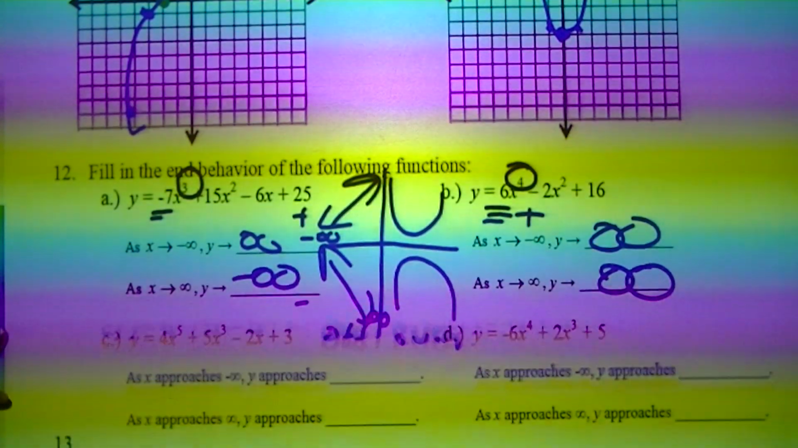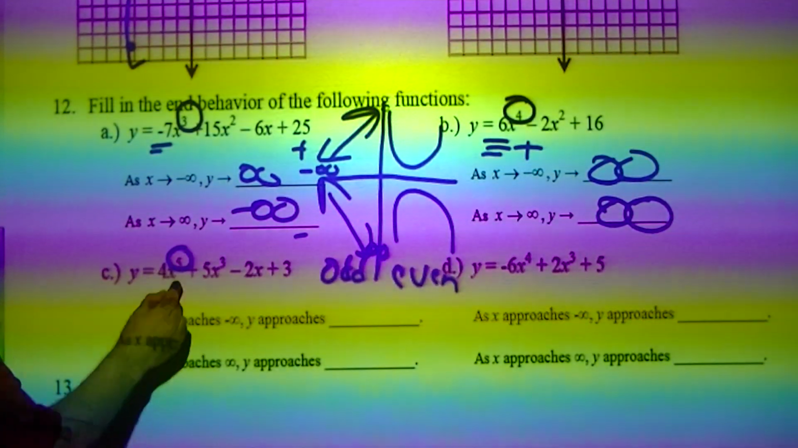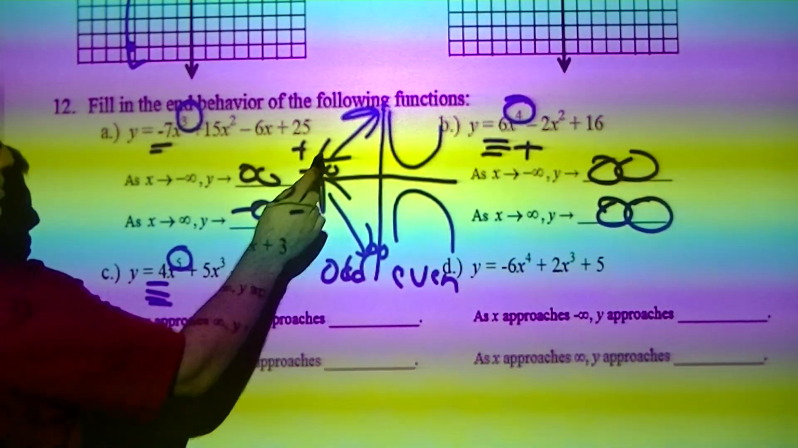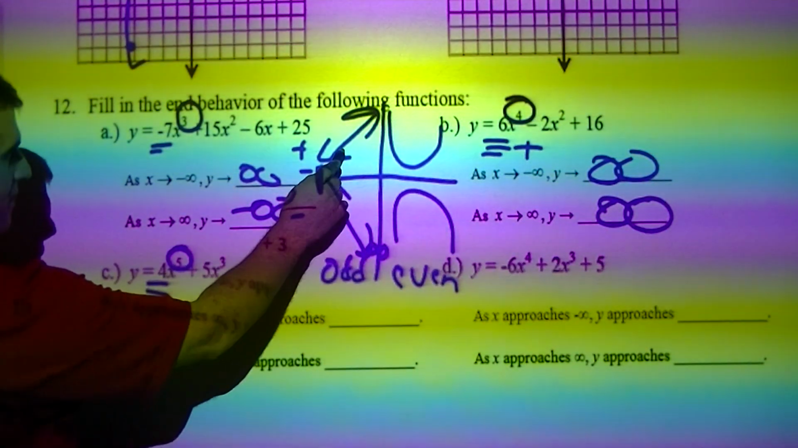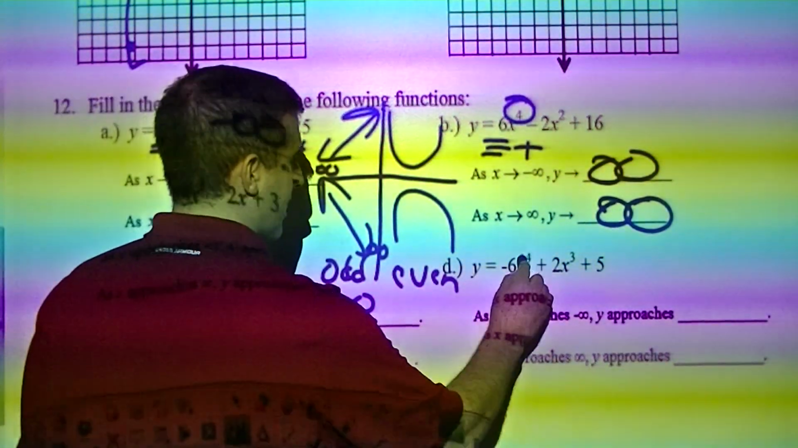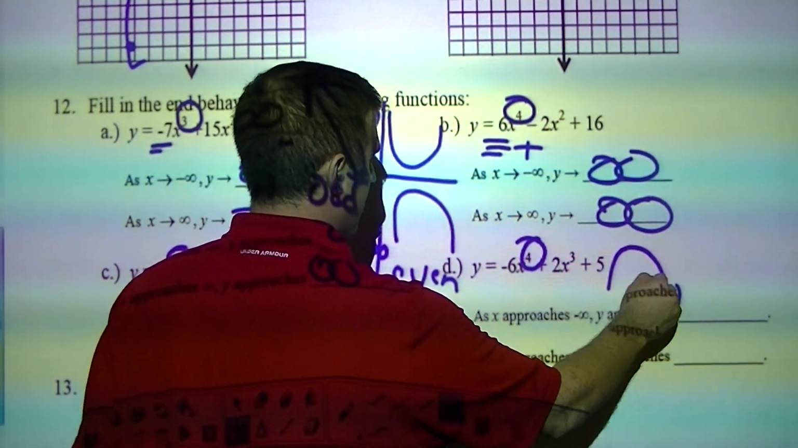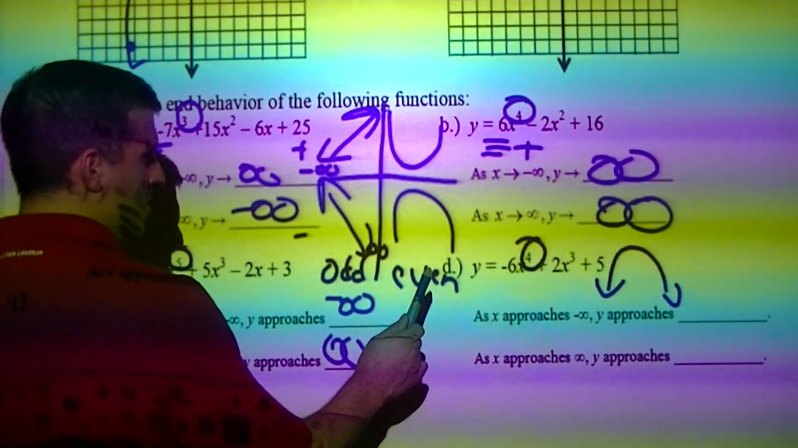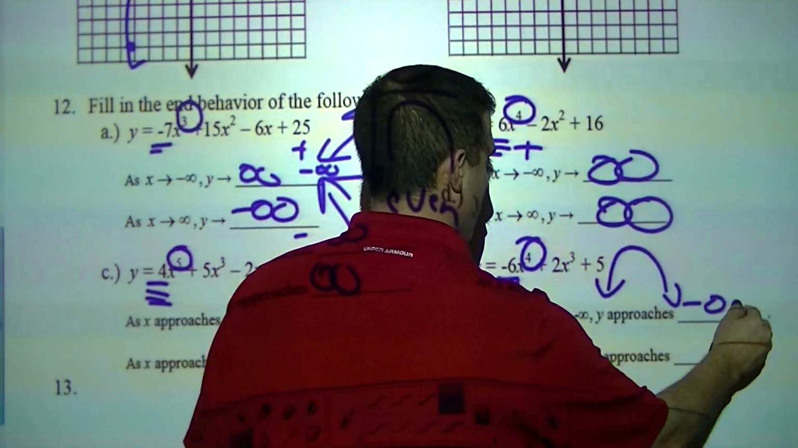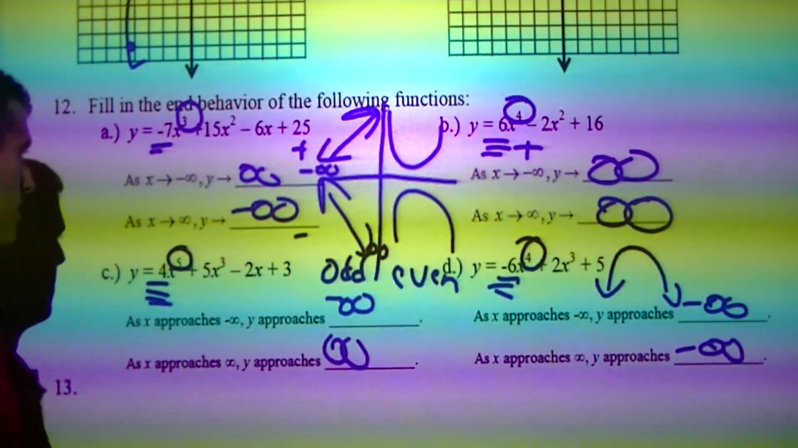Okay? As I move down to this one, this is x to the 5th. That is an odd. Okay? Since that number is positive, I'm choosing this one. As x approaches negative infinity, that is going down. And the other one is going up. This, I got x to the 4th. That means I'm going to have this one. Okay? So what that means is even. All right? And then I got negatives. Okay? So that's going to be both going down. Okay? So that's that one.